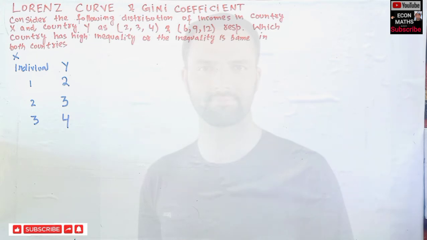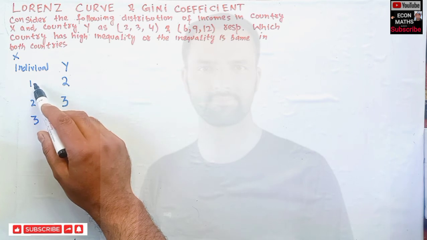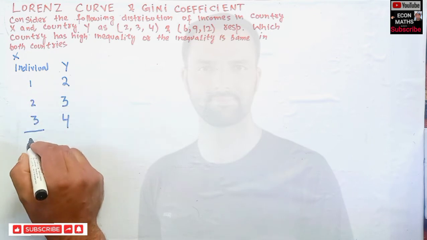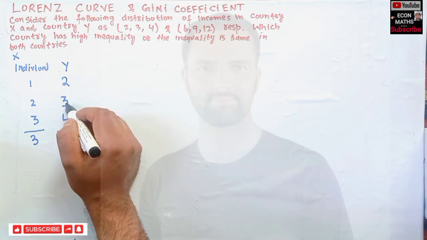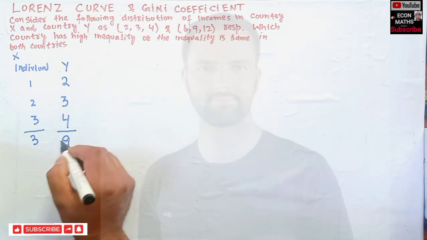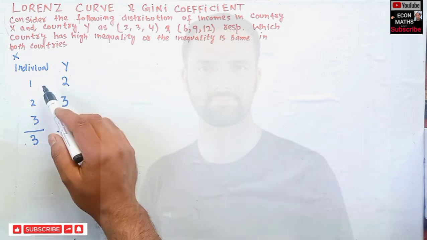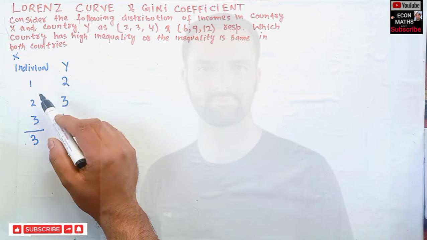So what would be our first step? The first step is to see the proportion of income owned by the first individual. What is the number of individuals? We have 3 individuals in total. What is the total income? This is 2 plus 3 is 5 plus 4 is 9. The number of persons is 3, total income is 9. So the first step in constructing the Lorenz curve is to find the proportion of income owned by each individual.